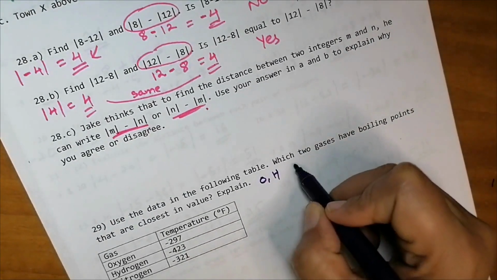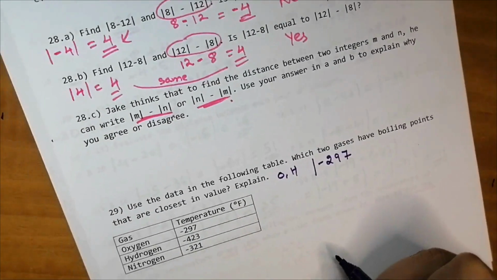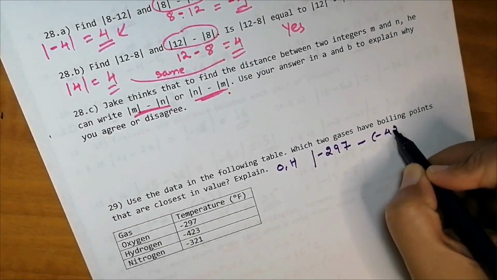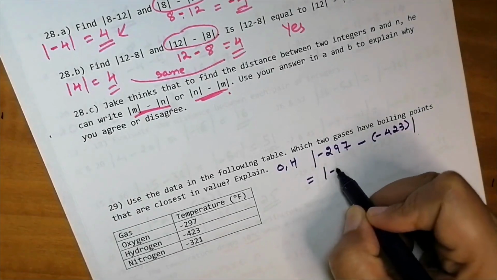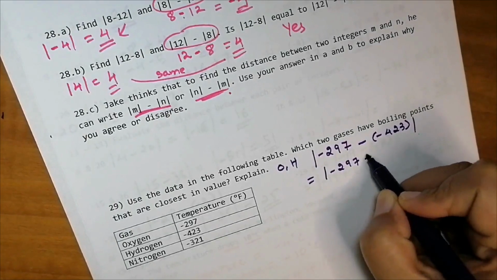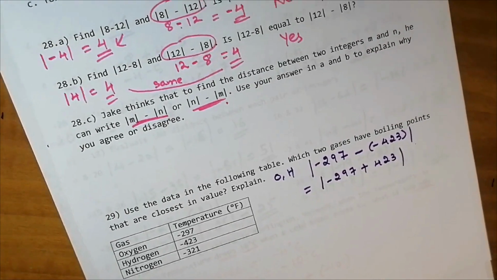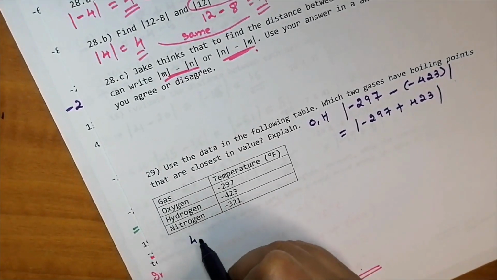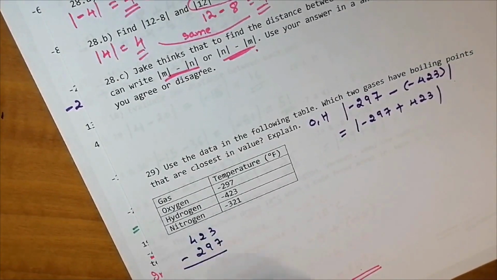Okay, and we are going to do absolute value, right? So oxygen is minus 297 minus hydrogen is minus 423. Okay, so which is equal to minus 297 plus 423. So you can do your rough calculations here, 423 minus 297, right?